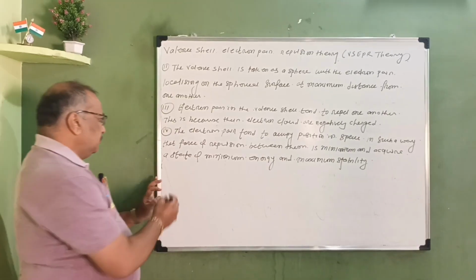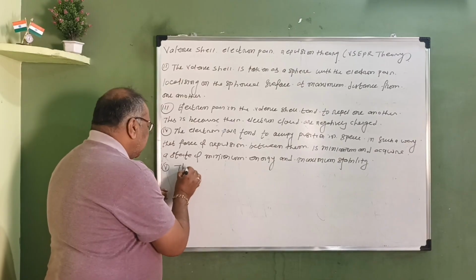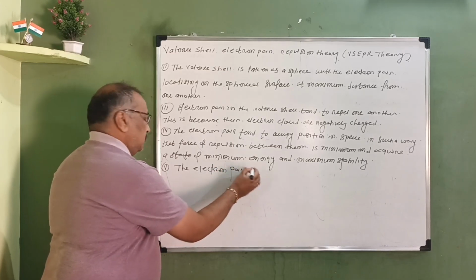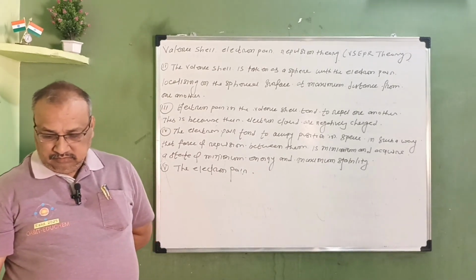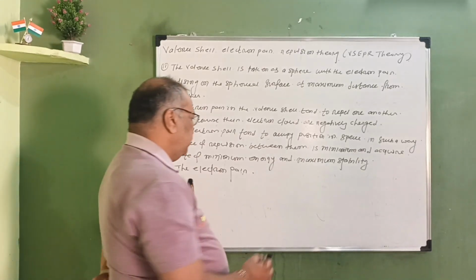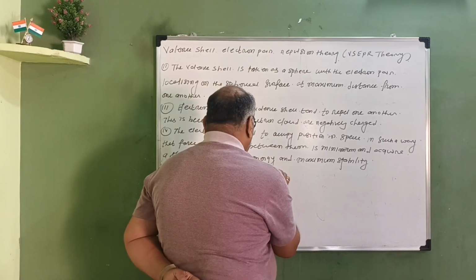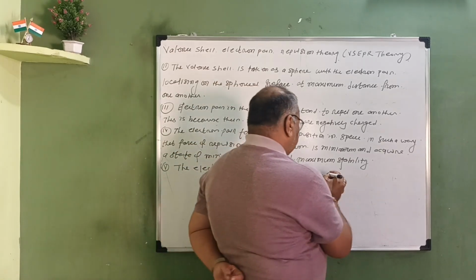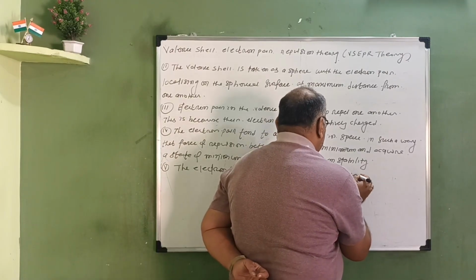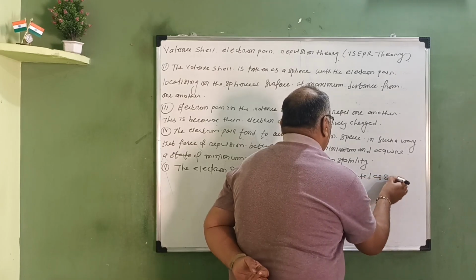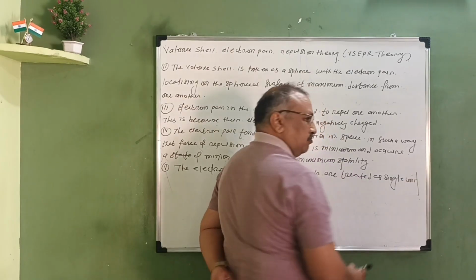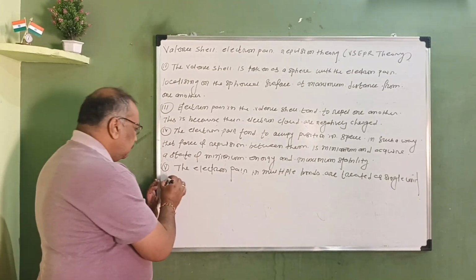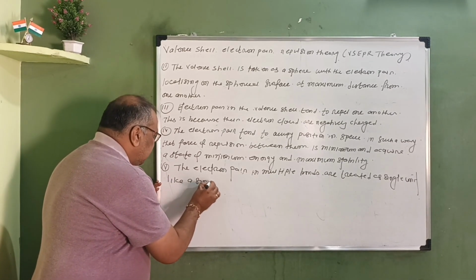Then next, the electron pairs in a multiple bond are treated as a single unit, like a single electron pair.